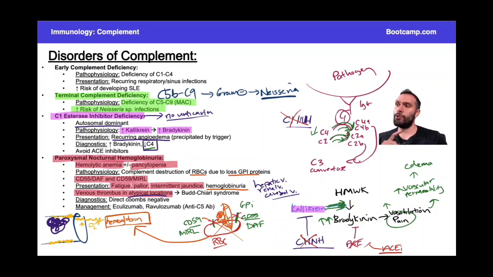Very classic for PNH, dark urine in the morning. When you have this venous thrombus in atypical locations, particularly in the hepatic veins, that's sometimes referred to as Budd-Chiari syndrome. We'll go into way more detail on this when we get to the GI section, but when you start to block off the blood leaving the liver, right? All that blood is going to start to sit in the liver.